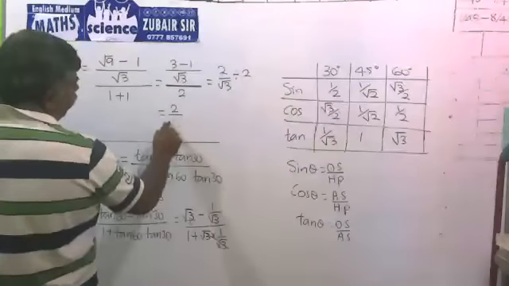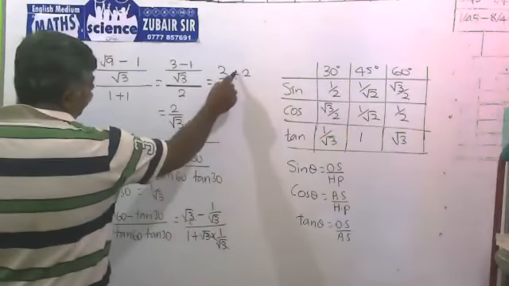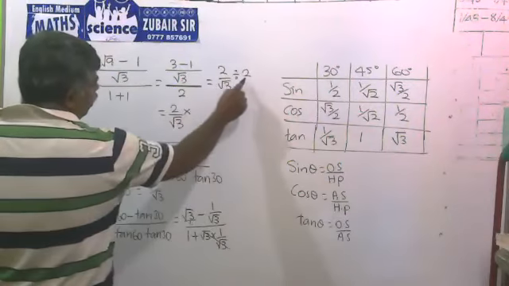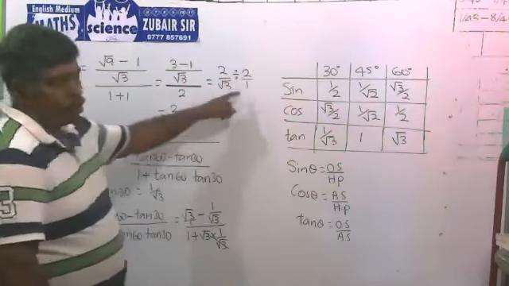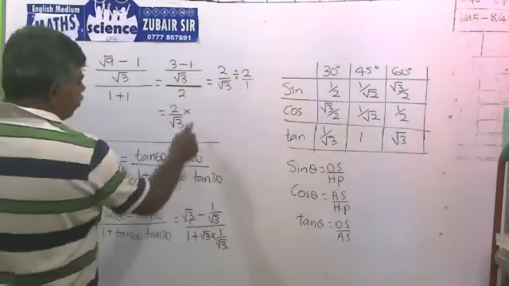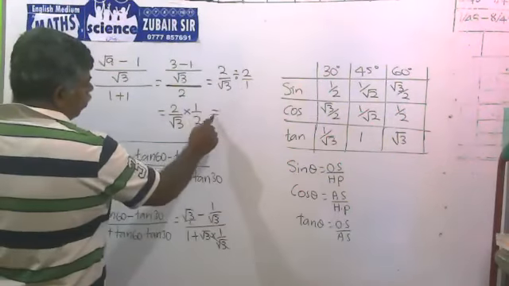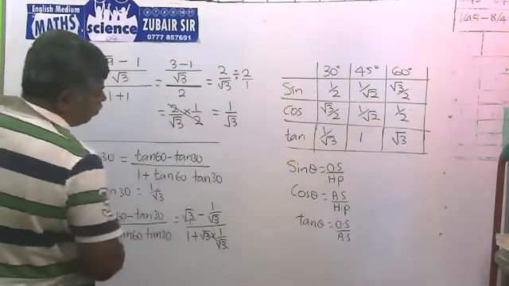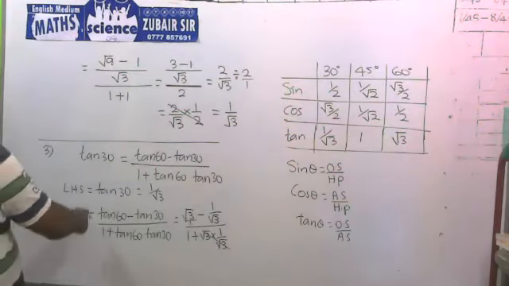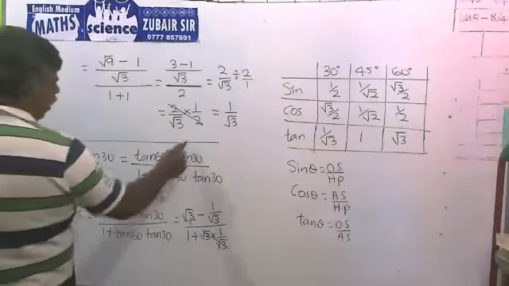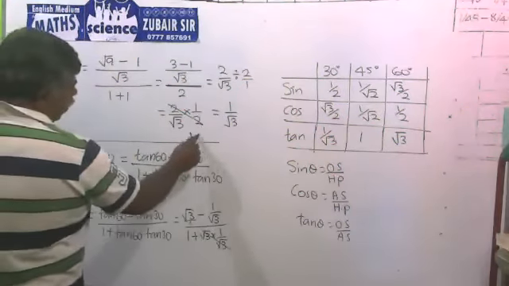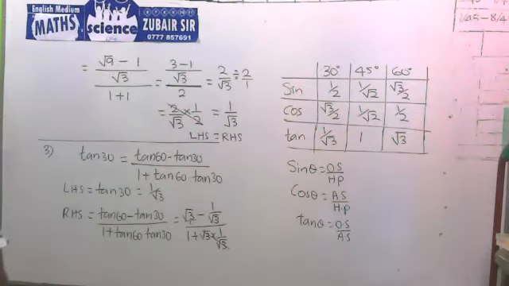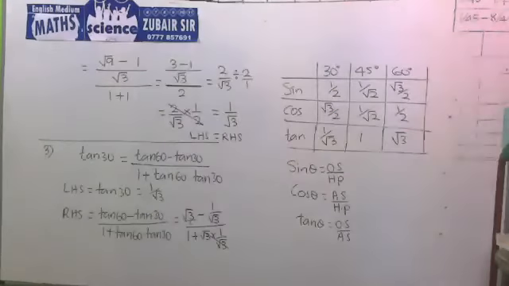Then see 2 over root 3. When you convert this division into multiplication, you have to write the reciprocal. 2 means 2 over 1. When you write the reciprocal, that becomes 1 over 2. Then 2 and 2 get cancelled. 1 over root 3. So the same answer you got for LHS. So then you can write LHS equal RHS. Right hand side and left hand side, you are getting the same answer. So that means it is verified.